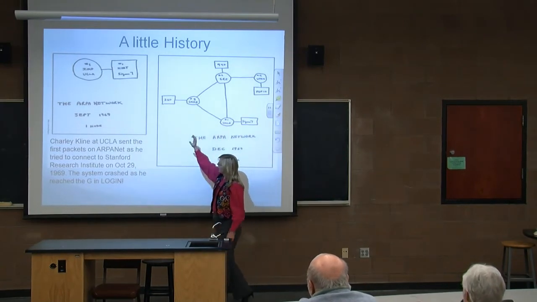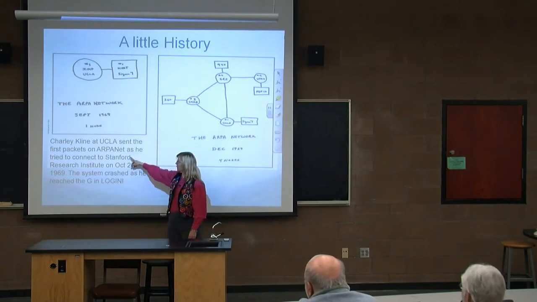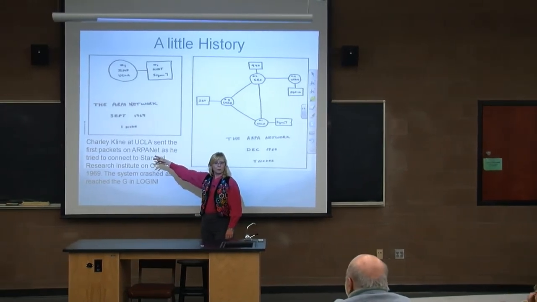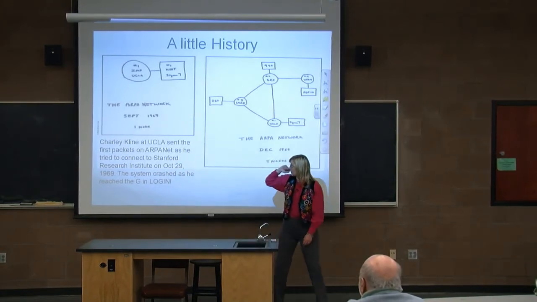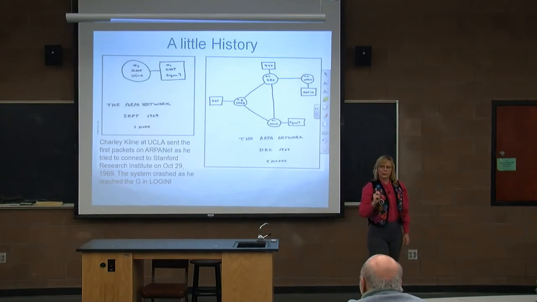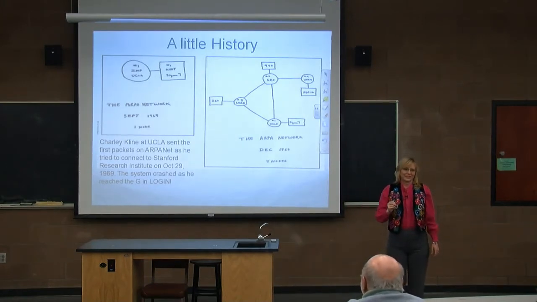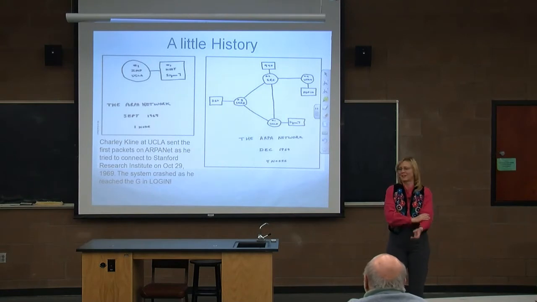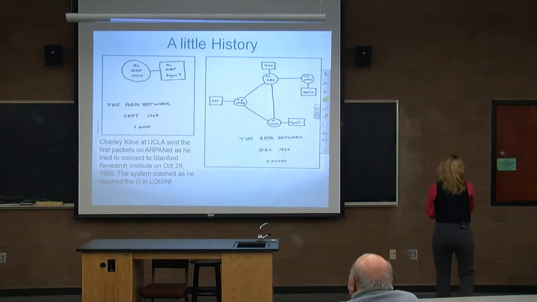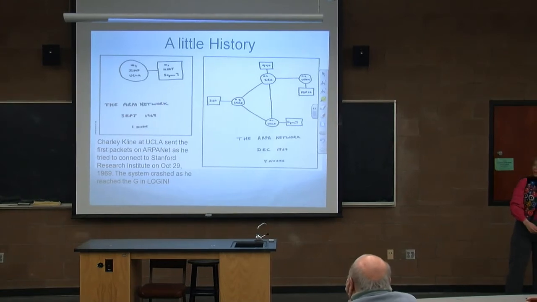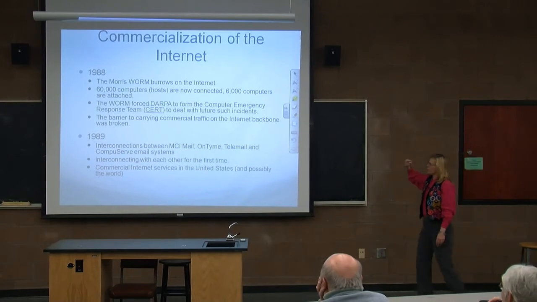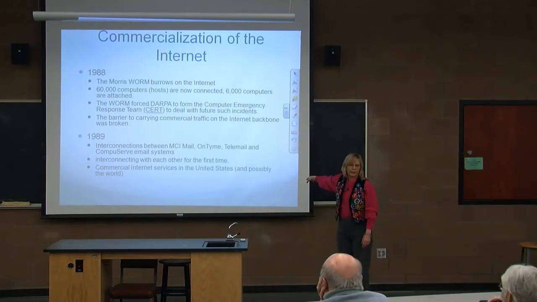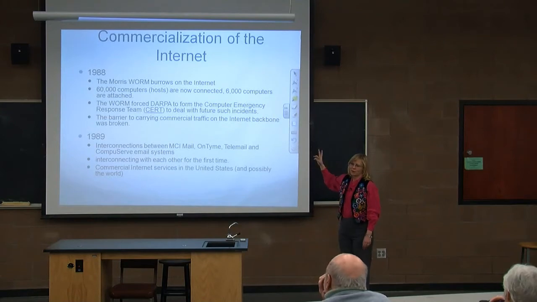It's four nodes. And Charlie Kline of UCLA sent the first packet of internet traffic across the network and tried to connect to Stanford on October 29, 1969. He got to the G of login, and it died. It's like, okay, we'll stop there then, all right. So that's where we started, to what you know today is changing. So in 1988, I started using the internet, in 1992. Colorado Springs had a little dial-up modem. It was fun, wasn't it?